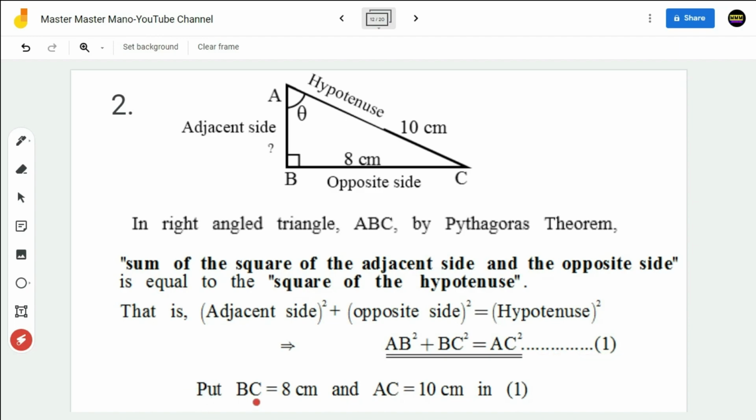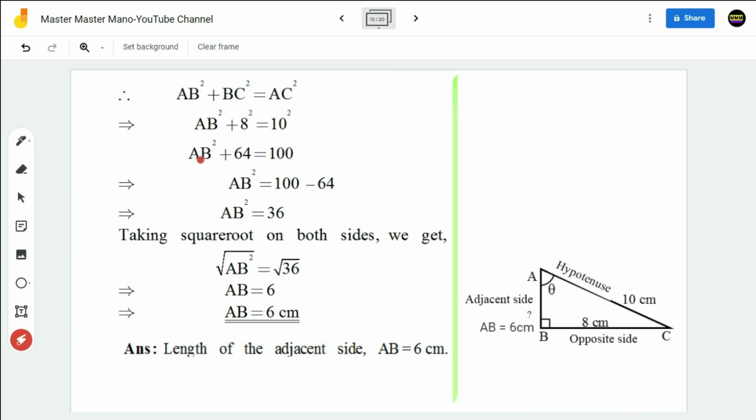Put the given values BC equal to 8 cm and AC equal to 10 cm in the first equation. On substituting BC equal to 8 cm and AC equal to 10 cm, the first equation becomes AB square plus 8 square equals 10 square. AB square is written as AB square plus 8 squared, which is 64, equal to 10 squared, which is 100. This AB square is kept on the left hand side, and on the right hand side we have 100, and when this plus 64 is brought to the right hand side, it will be minus 64.